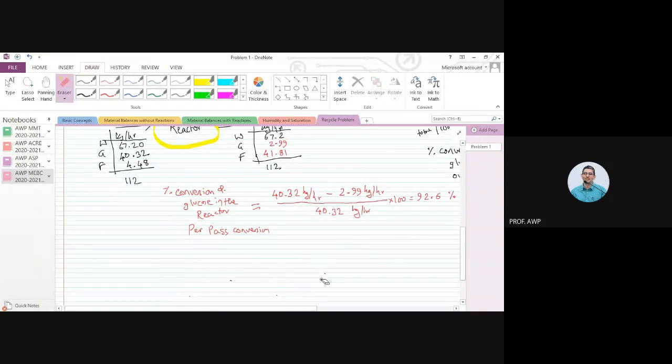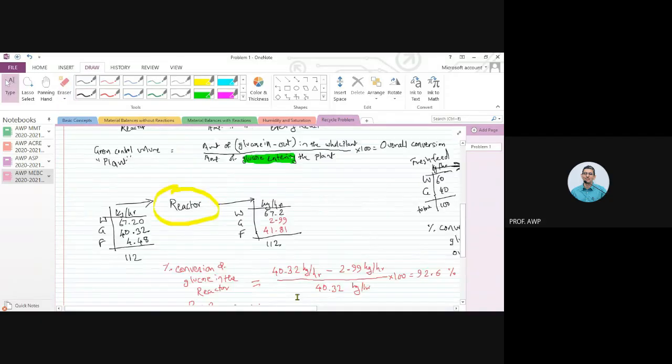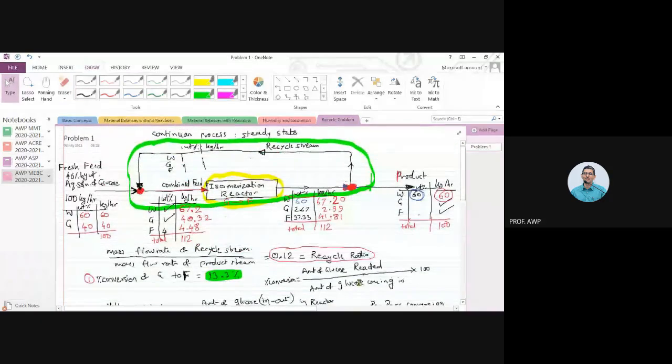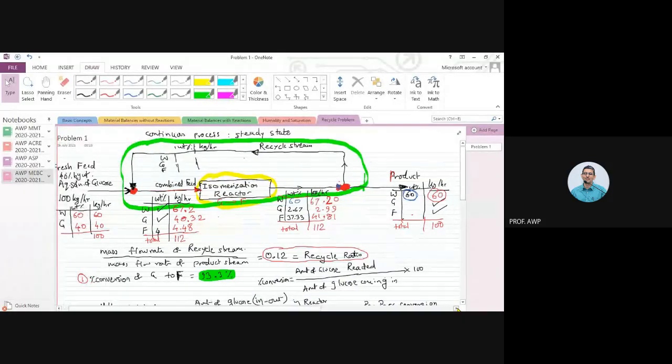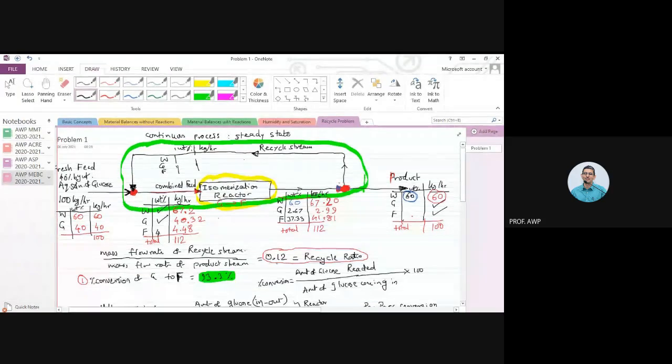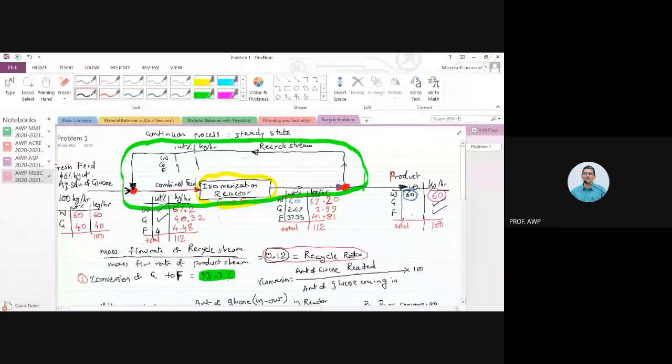Whatever stream comes out of the reactor, that whole stream is split into two parts. One is taken out as a product and one is recycled back, and the ratio is 0.12 recycled ratio. All right. Okay.